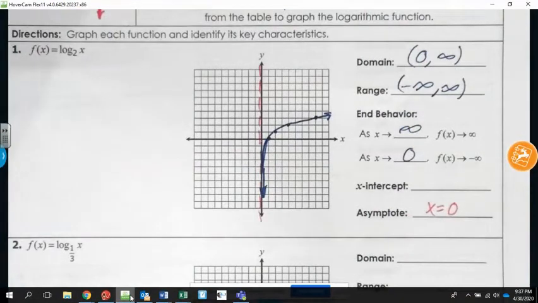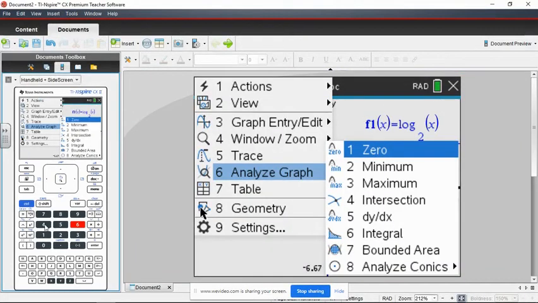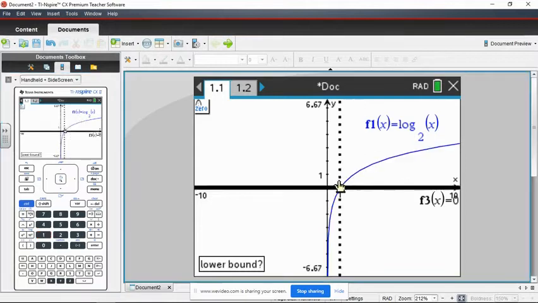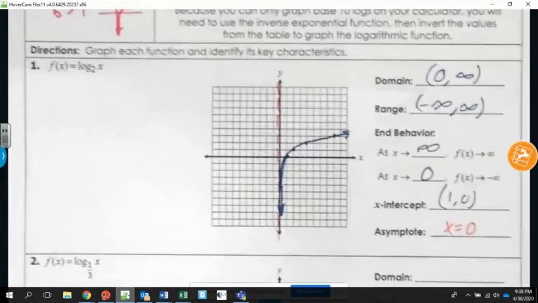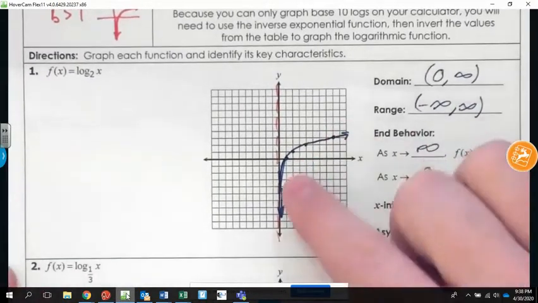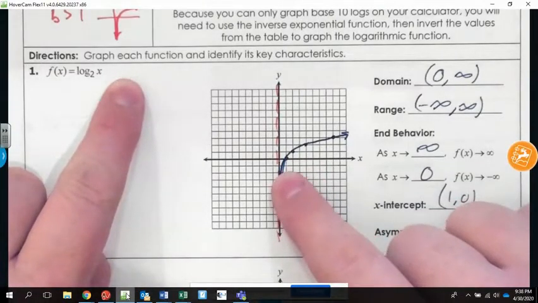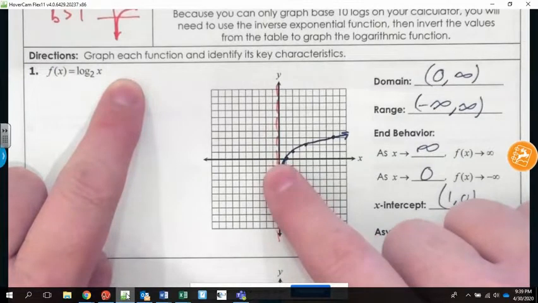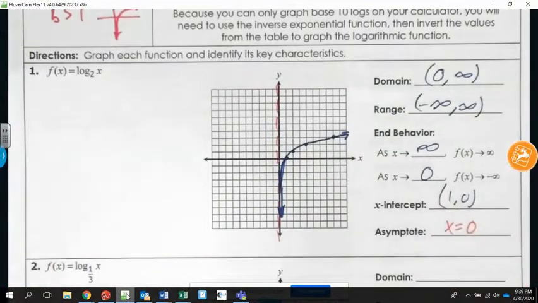X-intercept. If we go to our x-intercept, I can do menu 6, 1. And I can choose this graph right here, go to the left, go to the right, 1, 0. And this is what my graph looks like. I found these points right here. I can go all the way up to the asymptote, and I go to the right until I run out of points. We go to the next graph.